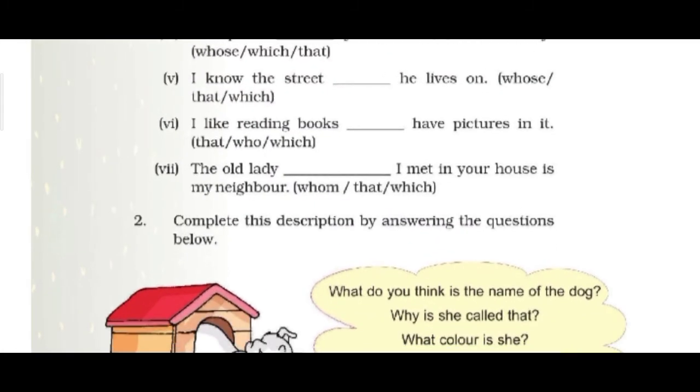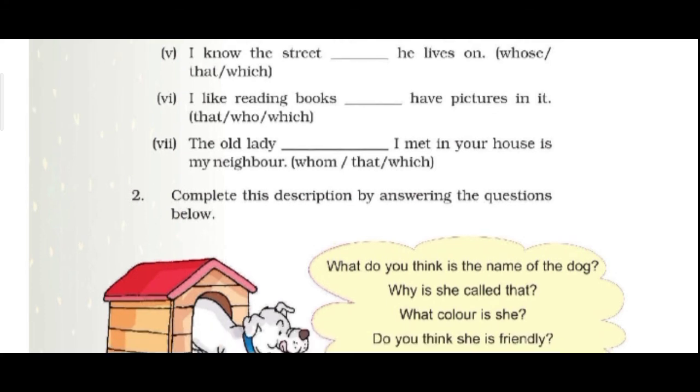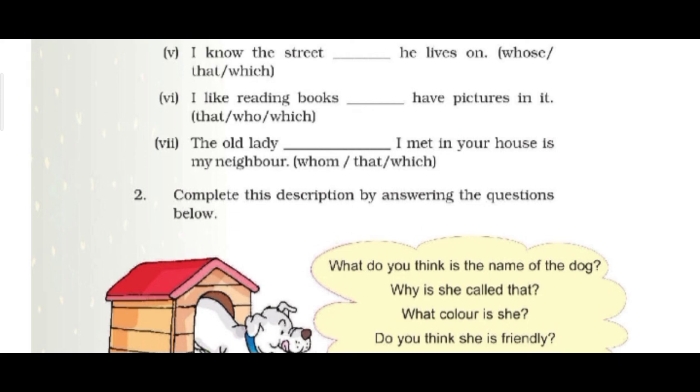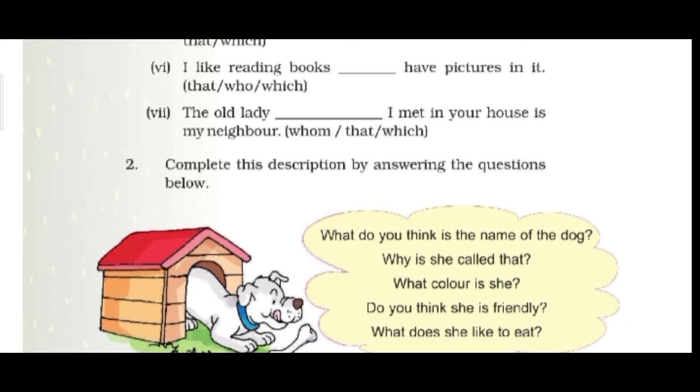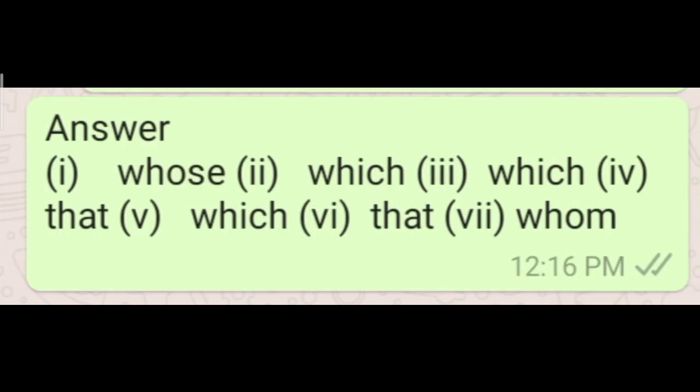Then the seventh one: The old lady dash I met in your house is my neighbor. The old lady, that, which, both will mention maximum non-living things. So here they have given only the word whom. So the old lady whom I met in your house is my neighbor. Okay, so whom will come. The seventh answer is whom.